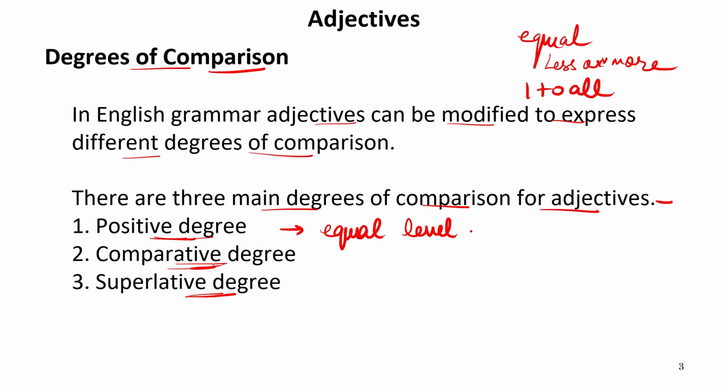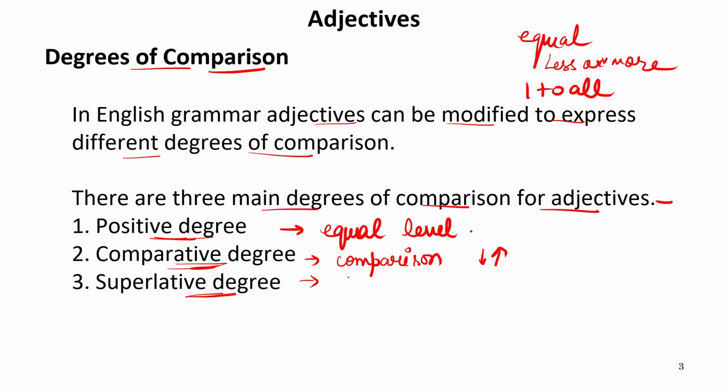Now comparative, when the comparison can be seen easily, it means one is above, or the other one is below, or you can say superior or inferior. For example, if I say A is taller than B, it means A's height is just a little more than that of B. So this is the comparative degree in which comparison can be seen easily. Someone is less or someone is more, so that is called comparative degree.